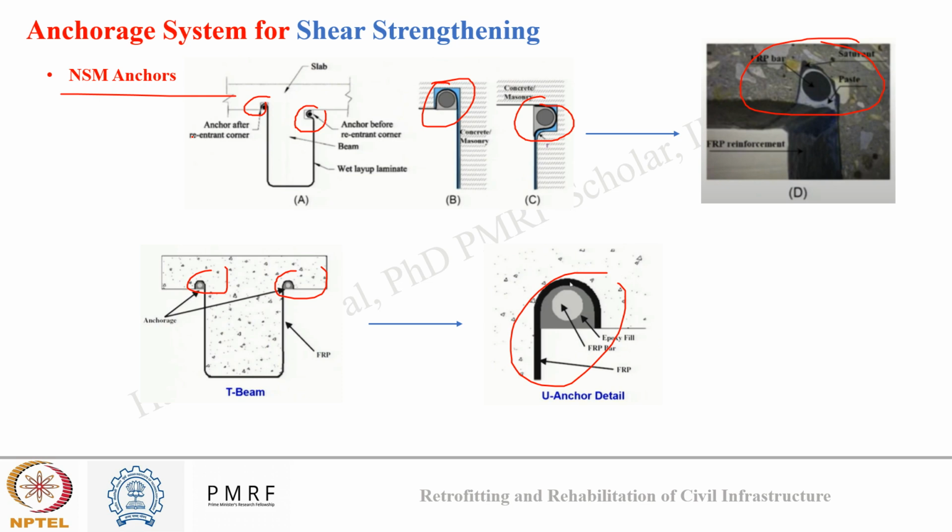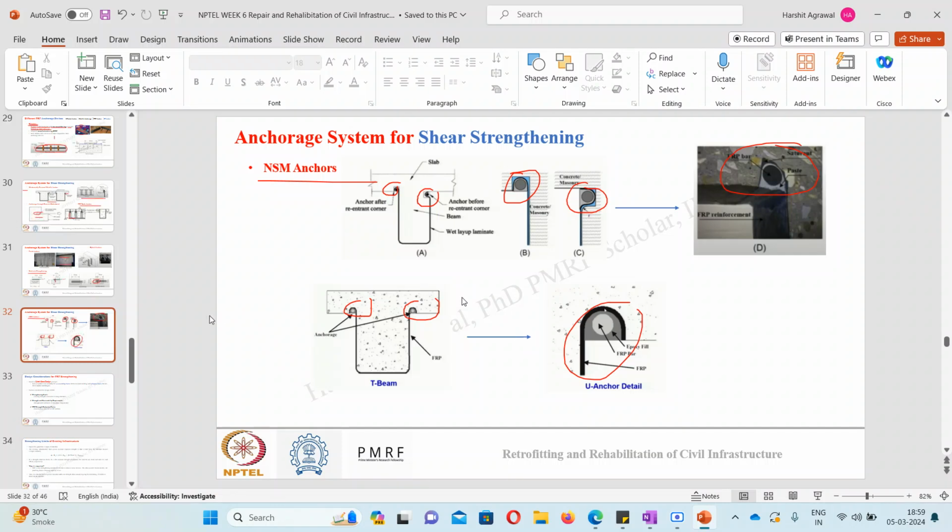Okay, any doubts in this? Any doubts in the anchorage system part? Why we are doing anchoring? What kind of failure? Debonding is a very critical failure, and to avoid debonding failure we generally opt for anchoring. What are the different types of anchor systems, and how are different anchor devices opted to cover these anchor systems?